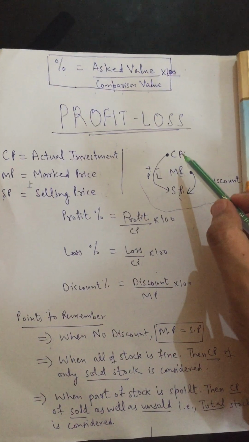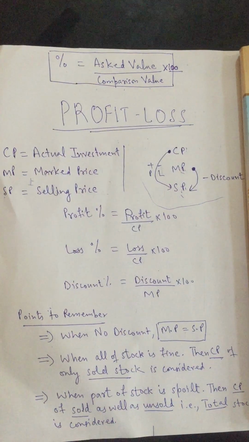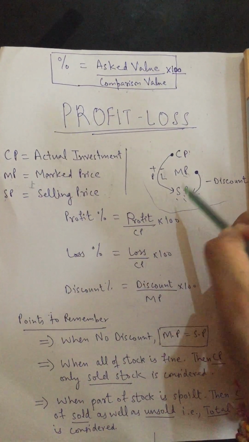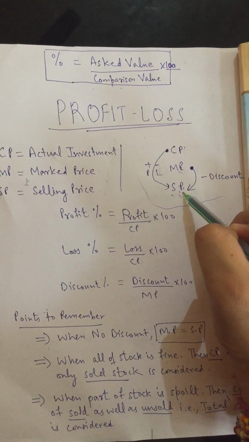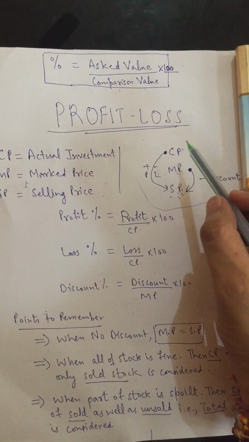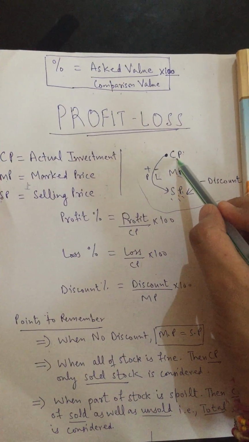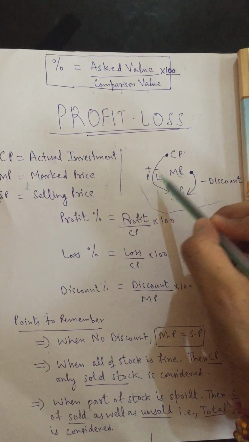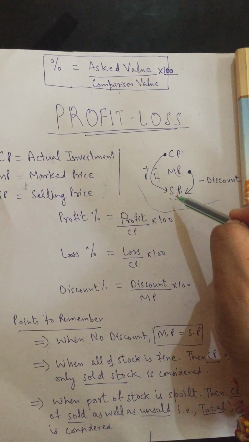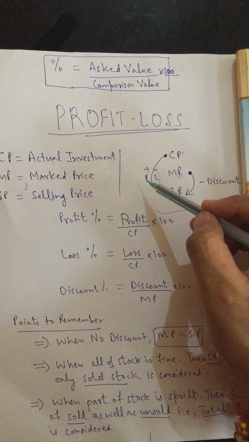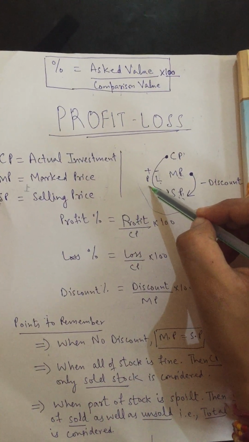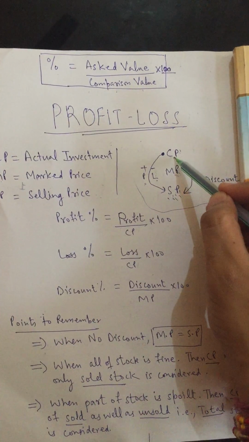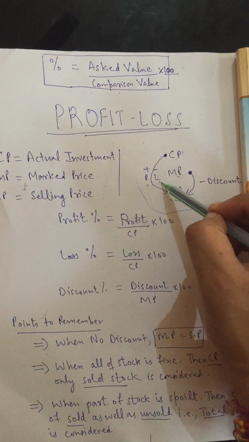Now, what happens is we have two domains. One domain is of cost price, selling price, and one domain is of marked price, selling price. So, between cost price and selling price, there is a relation of profit or loss. If selling price is more than the cost price, then profit has occurred. If selling price is lesser and the product was bought at the higher price, then loss occurs.